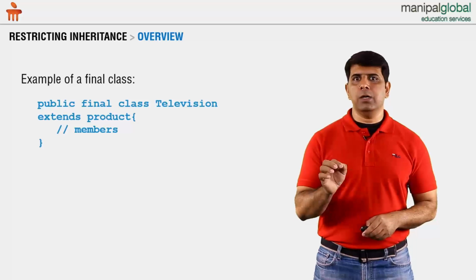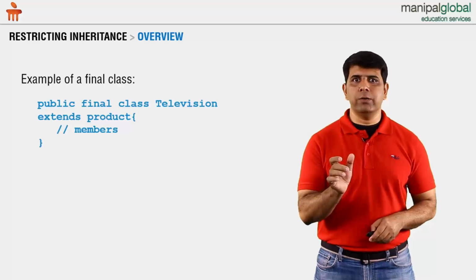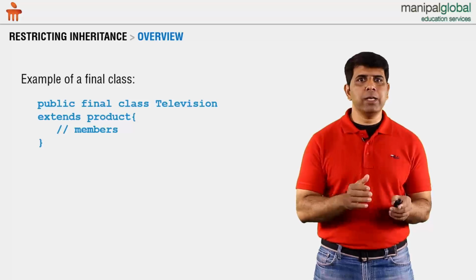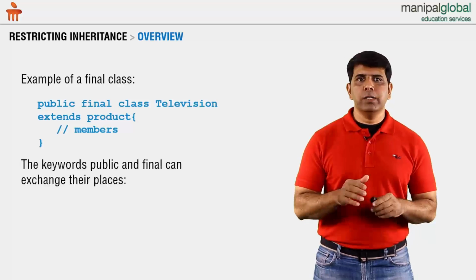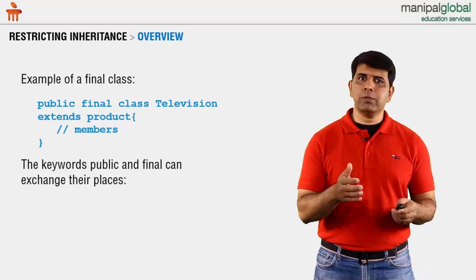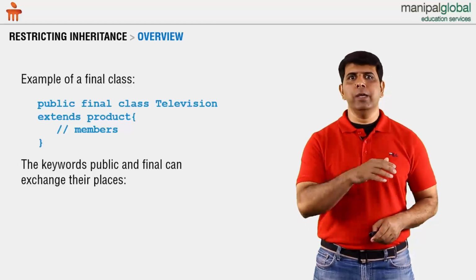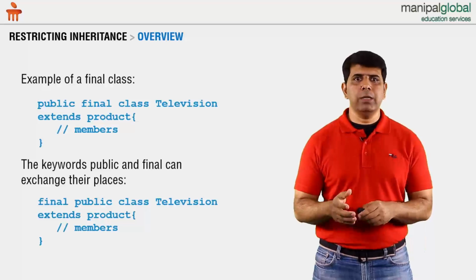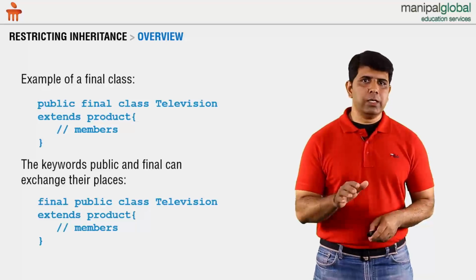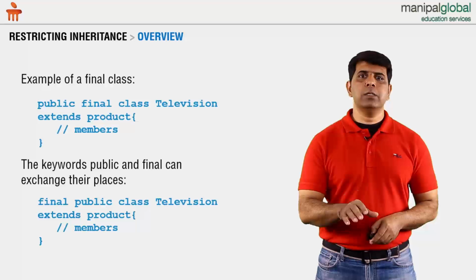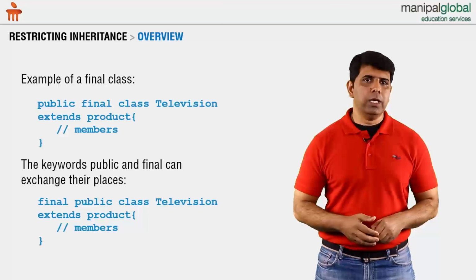Here we have a class called Television marked with the keyword final. Note that we said public final class, but the keywords public and final, both of them being modifiers, can exchange their places. You can say final public class Television, no problems. It only says that the class Television cannot be inherited.